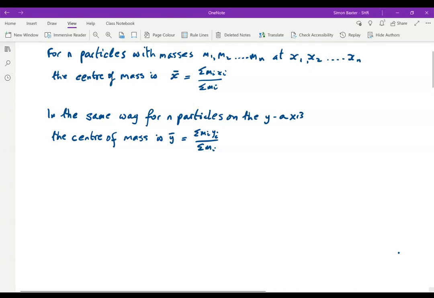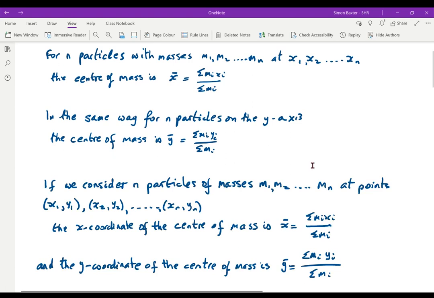In the last video, we showed that if we have n particles with masses m1, m2 up to mn on the x-axis at positions x1, x2 up to xn, then the center of mass is at x bar equals sigma mi xi divided by sigma mi. In exactly the same way, for n particles on the y-axis, we can show that the center of mass y bar is sigma mi yi divided by sigma mi.